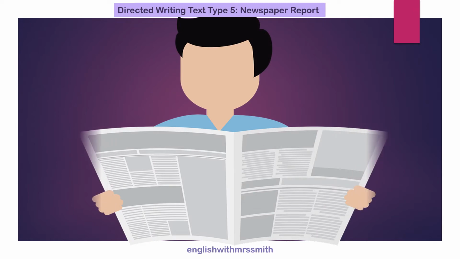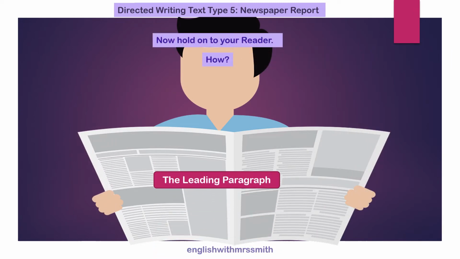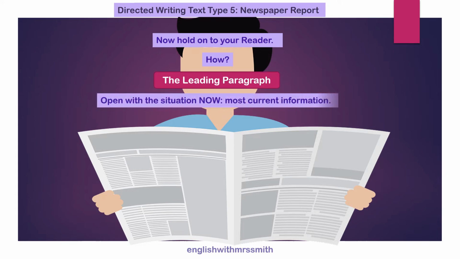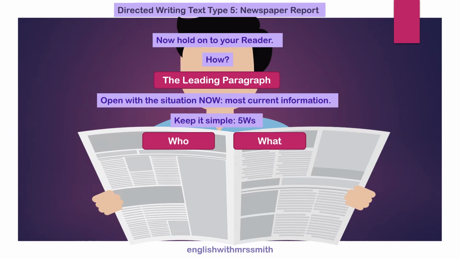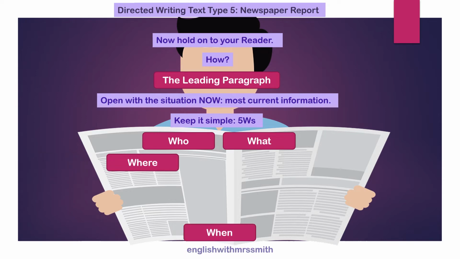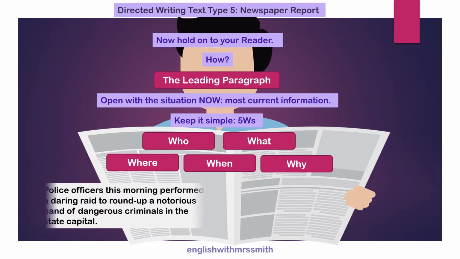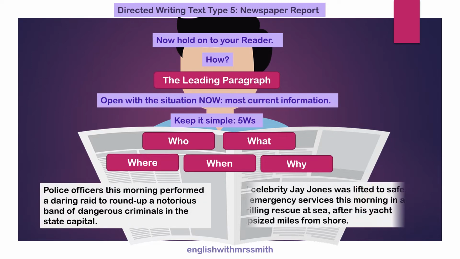You hook them with your headline, but now how do you hold on to your reader? The leading paragraph. Open with the situation now, the most current information. And in the leading paragraph, feature the 5 W's: the who, the what, the where, when, and why. For example, TV celebrity Jay Jones was lifted to safety by emergency services this morning in a thrilling rescue at sea after his yacht capsized miles from shore.